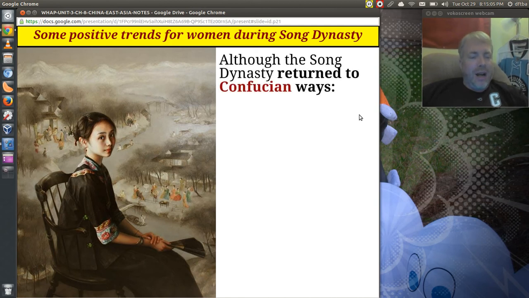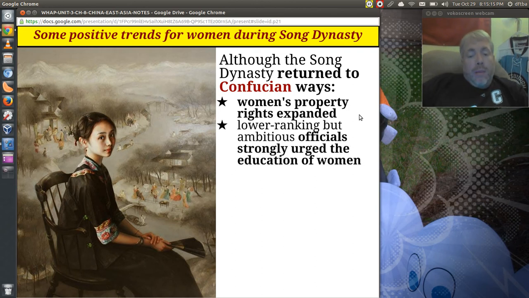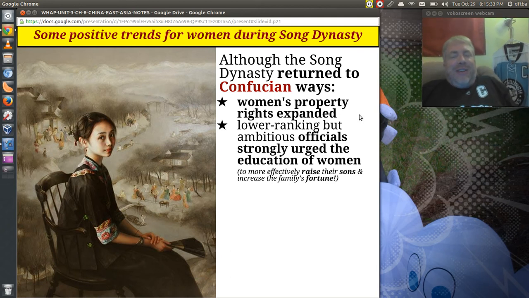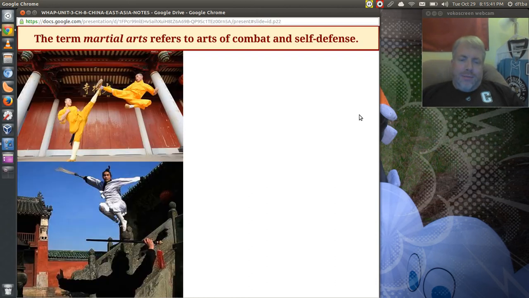There were some positive trends as well. Although the Song Dynasty returned to Confucian ways, you've got women's property rights being expanded, so women are able to own more property. Lower ranking but ambitious officials, who were kind of up and coming players here, were urging that women should get an education. Isn't that nice of them? That's so fantastic. I wonder why they did. Oh, yeah. To more effectively raise their sons and increase the family fortune. So it's always something, isn't it? It's never like, women should get an education because that'll better them. It's for their sons. What a mess.